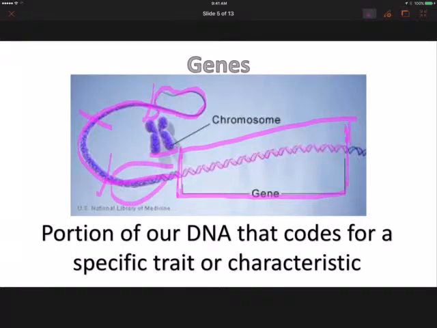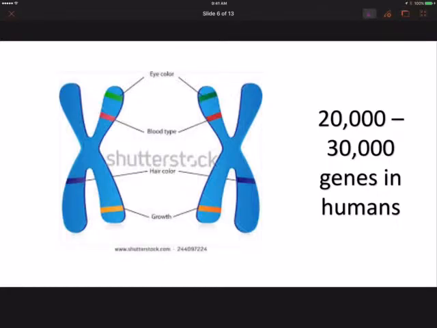So there might be a gene here, maybe it's for eye color, or maybe a gene here that tells you if your hair is going to be straight or curly, maybe a gene here that tells you if you could roll your tongue or not. So anything that happens in your body is going to be determined by those genes, and those genes are arranged in your DNA. So a gene is just a portion of your DNA that codes for a specific trait or characteristic. So here is some DNA.